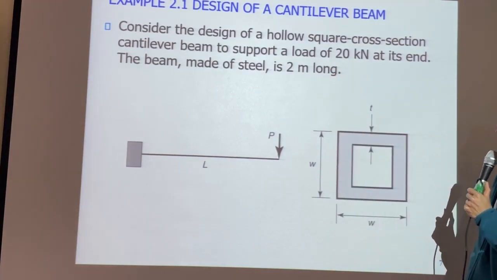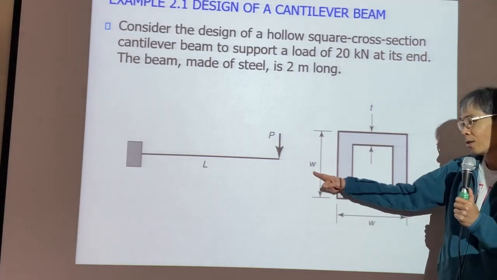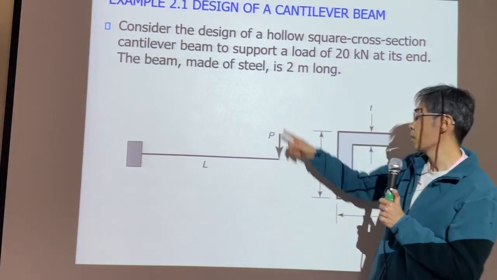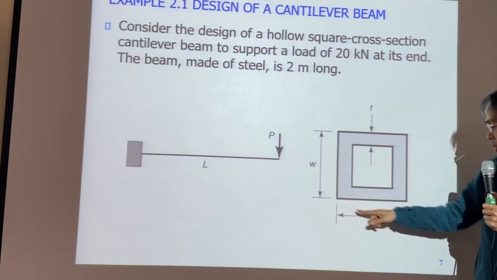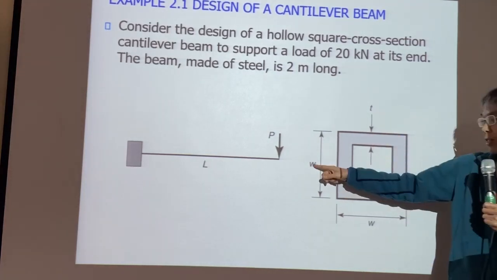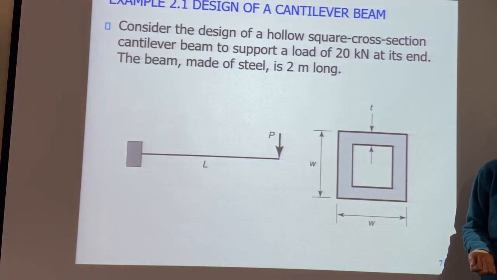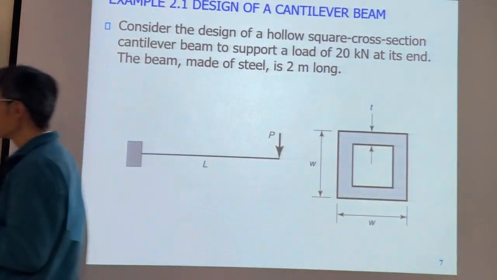So we want to design this one. Now you can probably tell the design variables, because L is fixed. So what we can change is this width and this thickness. So probably W and T are the design variables. So that is the problem description.